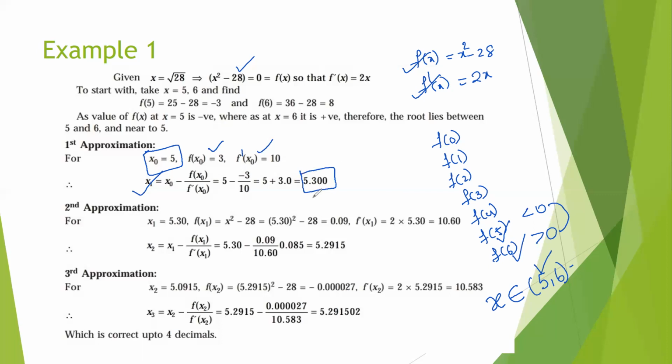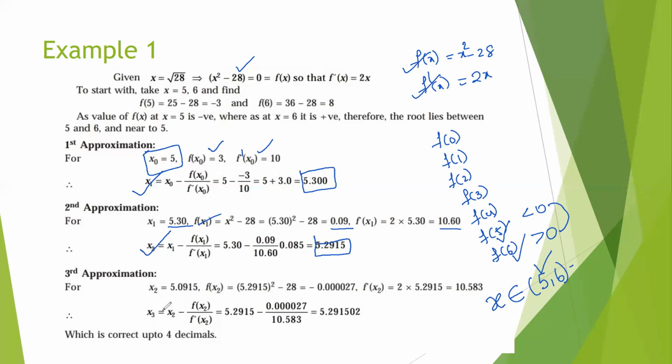In the second approximation, we are going to find out x2. What is this x2 formula? x1 minus f of x1 divided by f dash of x1. Okay, so in this we can see the term x1. x1 is already calculated now, 5.300, and f of x1 also calculated here, f dash of x1 also calculated here, 10.60. So let us put these three values, x1, f of x1 and f dash of x1, in the formula, so that we got the x2 value as 5.2915.